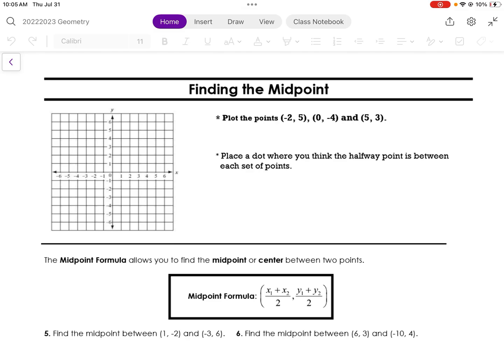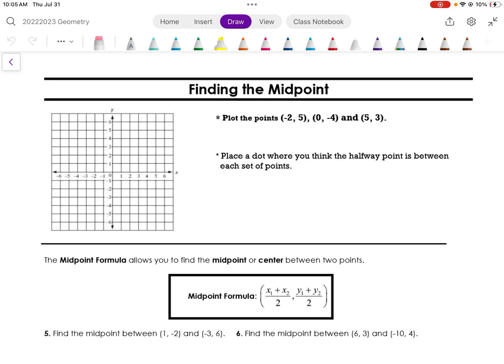What I want you guys to do is actually pause this video and try this first, kind of as a warm-up. What you're going to do is just plot the points first. If you need a refresher, remember every point is in the format of x comma y. So the first value tells you where you're at on the x-axis and then where you're at on the y-axis. So -2, 5 is right here. 0, -4, 5, 3. Okay, and again, I want you to try this first. So the warm-up is to place a dot where you think the halfway point is.